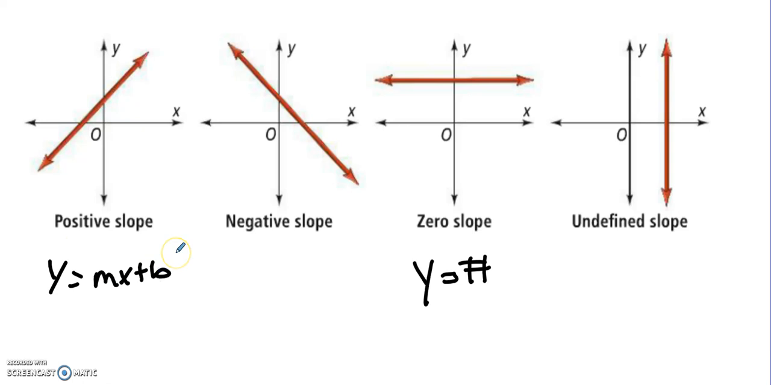So if I was looking at slope-intercept form, y equals mx plus b, if m is positive, it's a positive slope. If it's negative mx plus b, that's a negative slope. If y equals any number, it's a zero slope. And if x equals any number, that is an undefined slope, that is a vertical line.